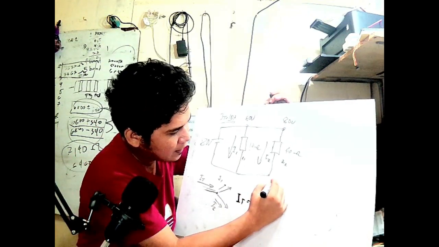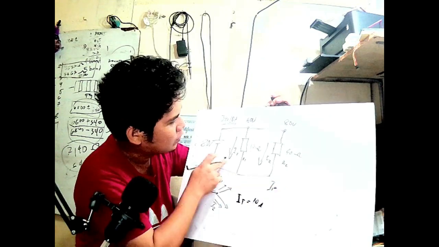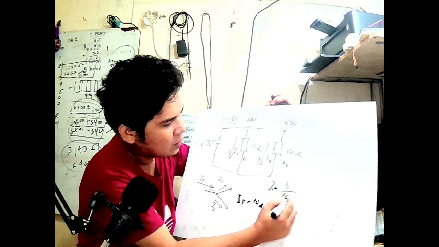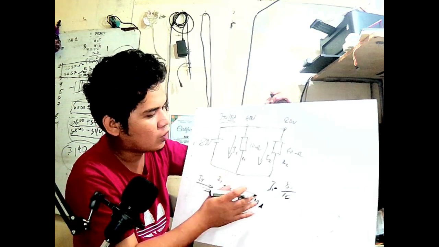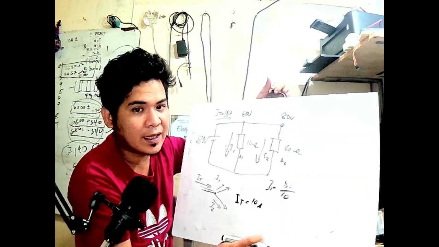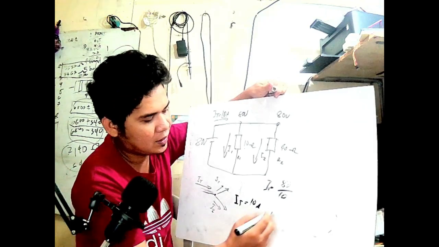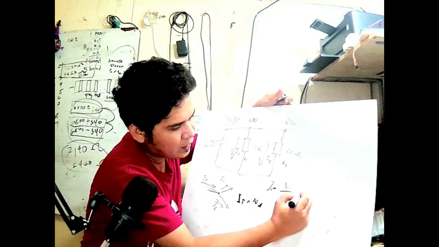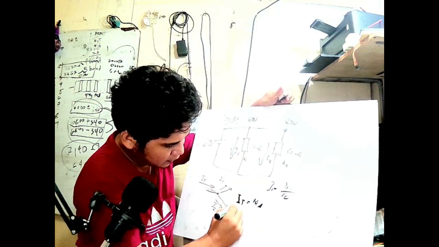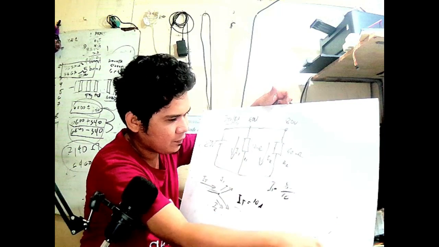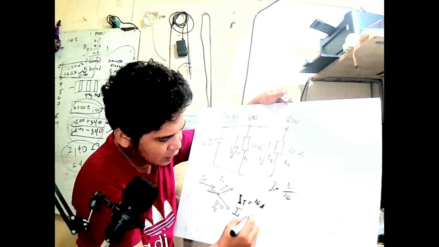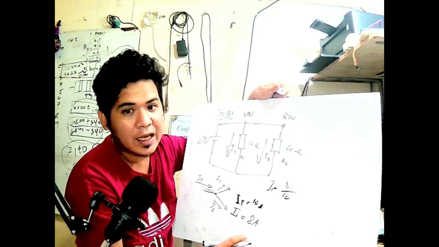Okay, so formula ng ating I is equals to, I1 is equals to voltage, which is 80 volts, divided by 10 ohms, or yung ating R1. So, 80 divided by 10 is alam natin na 8. Okay? So, yung ating I1 is equivalent to 8 amps.